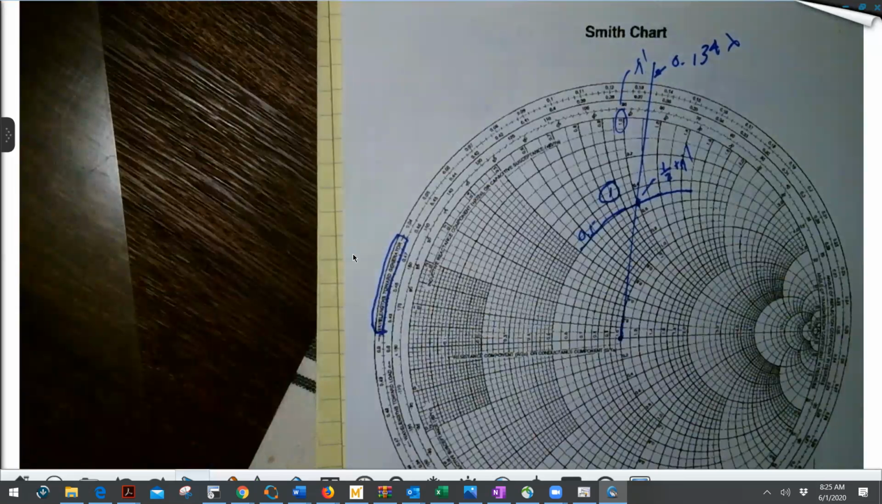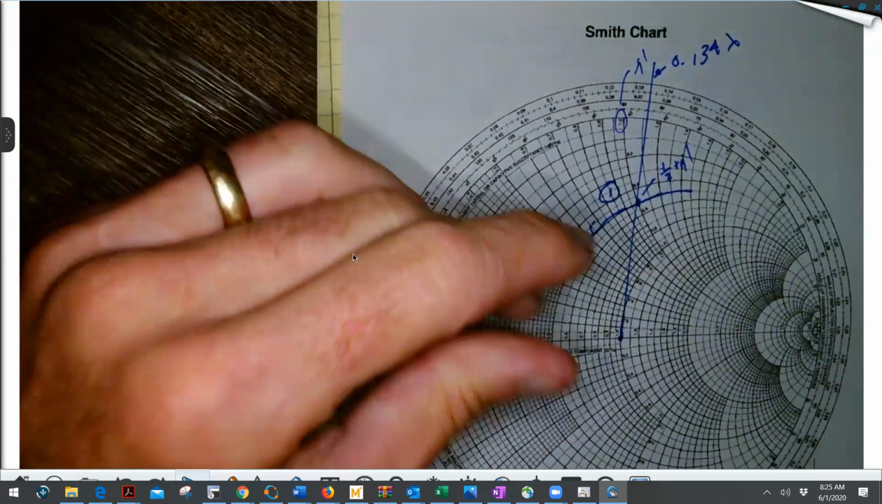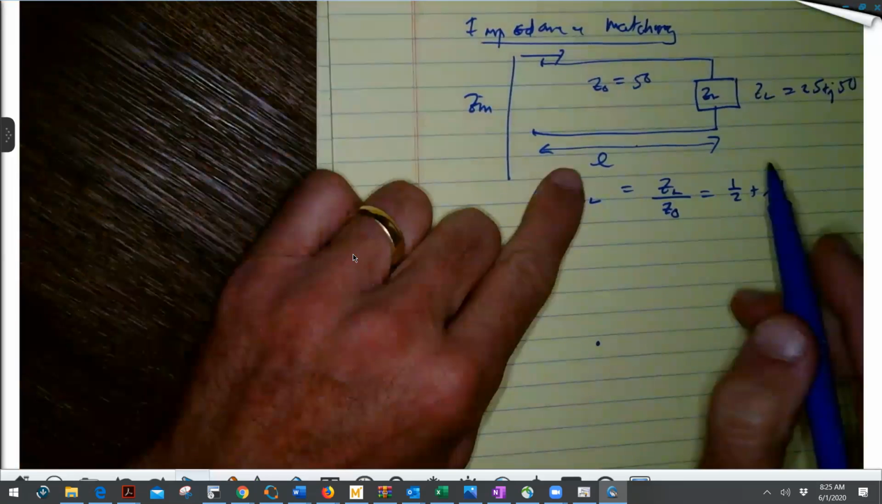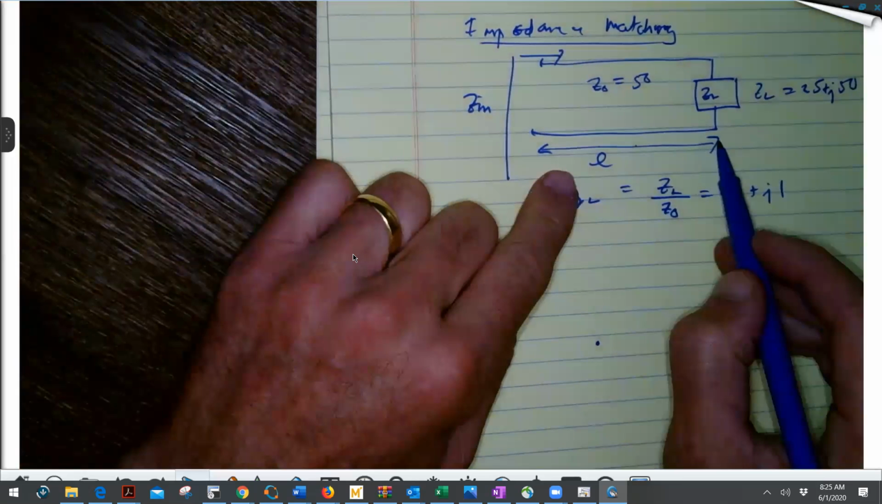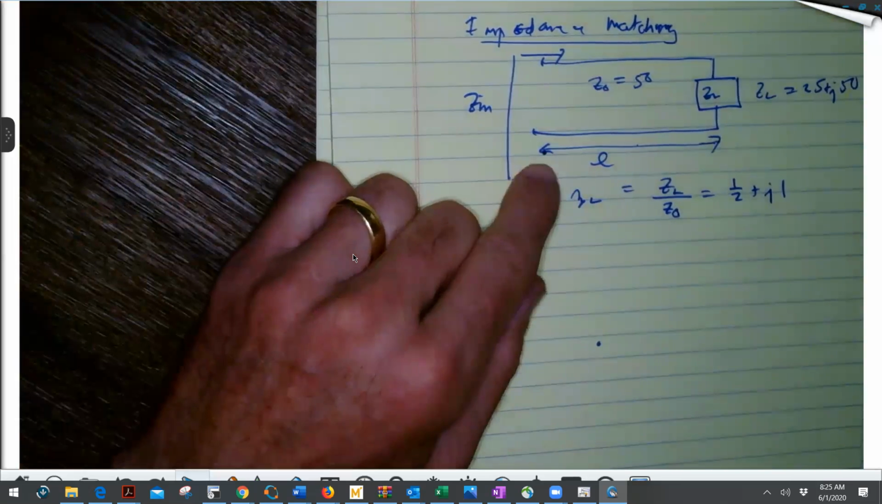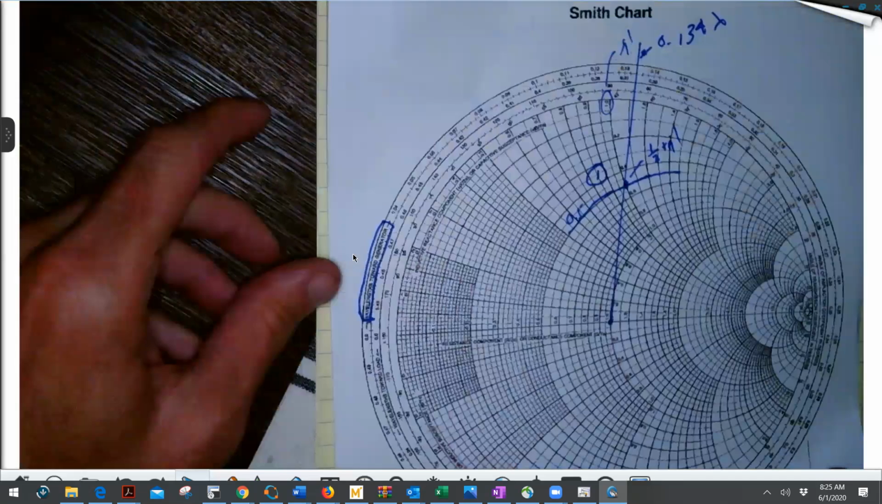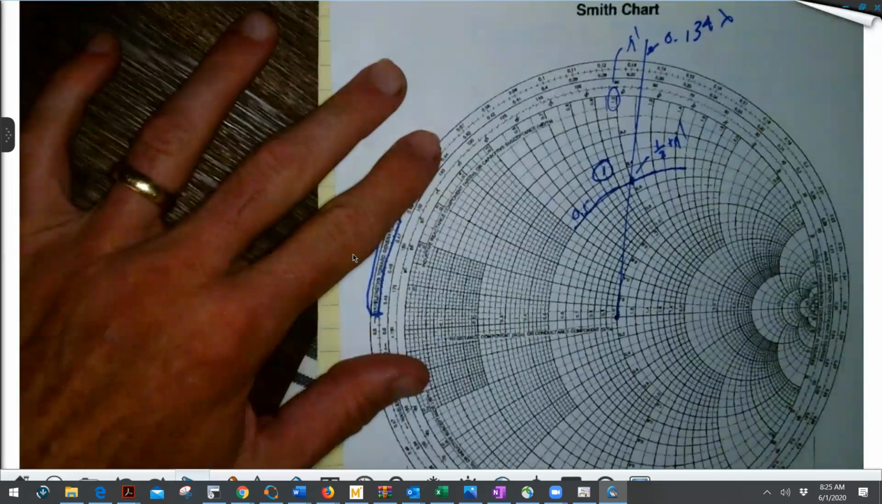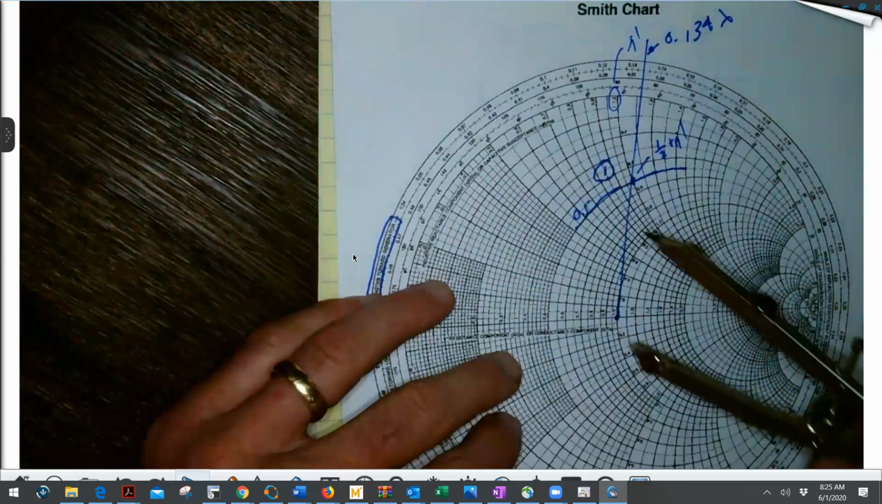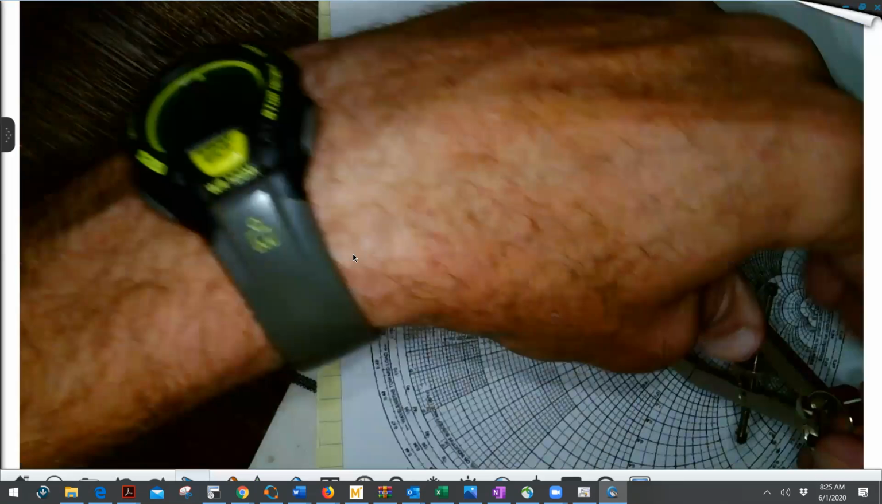All right, now what I'm going to do is decide how far down the line I want to go. And I'm going to tell you one thing: every time this length L becomes a half wavelength, I move all the way around and go through that point. What I'm trying to tell you is what I should really do. I should take my compass right here. If you have one, go ahead and do what I'm doing.